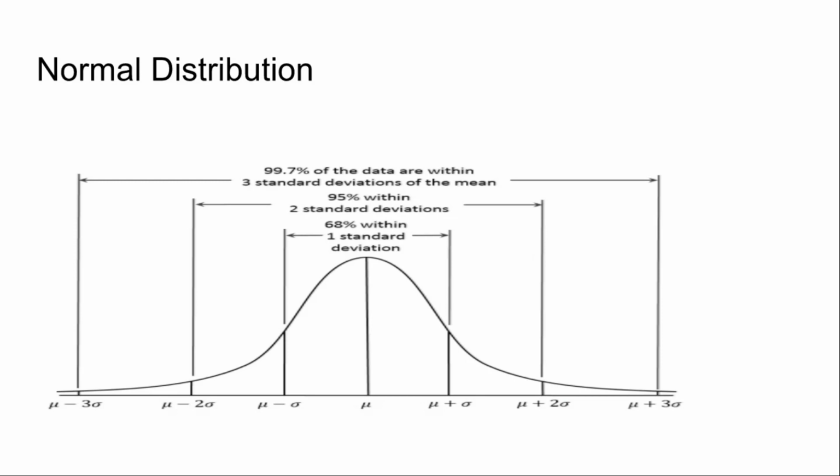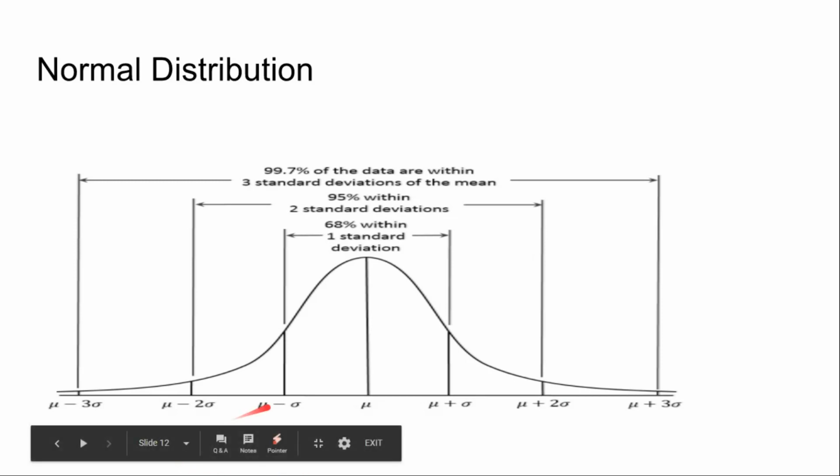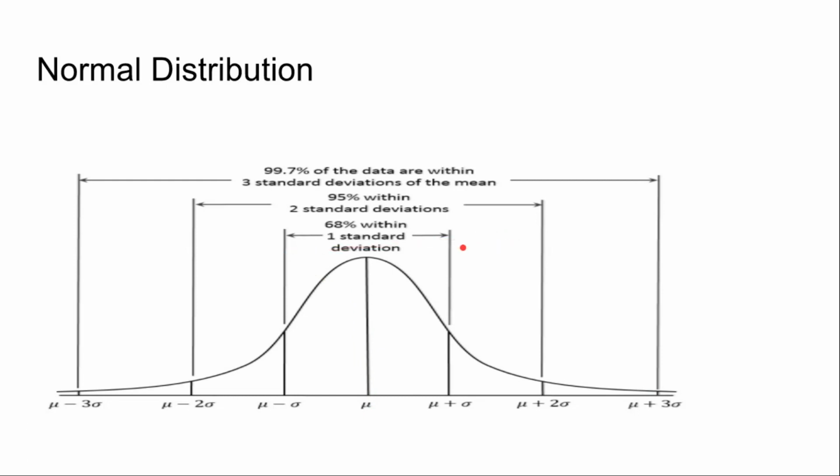In a normal distribution, we have a perfectly bell-curved shape. This is the mean, and within one standard deviation we have 68% of the population, 95% of the population is within two standard deviations, and 99.7% of the data are within three standard deviations of the mean. And still, we have some data beyond three standard deviations.